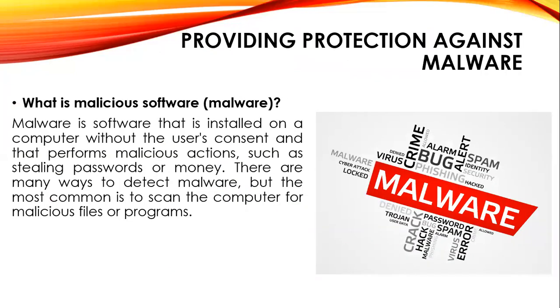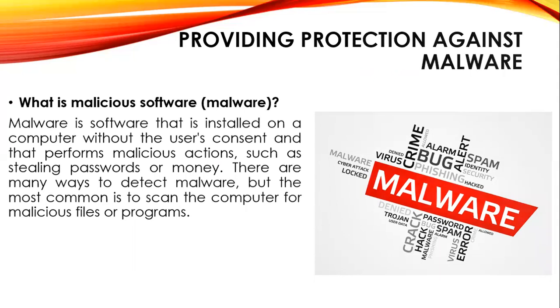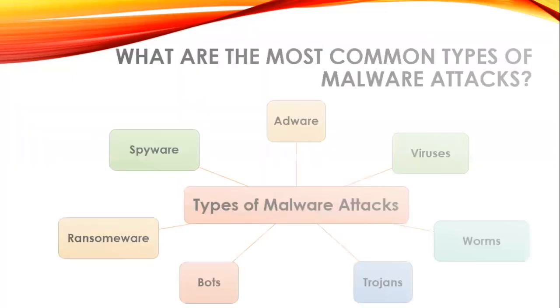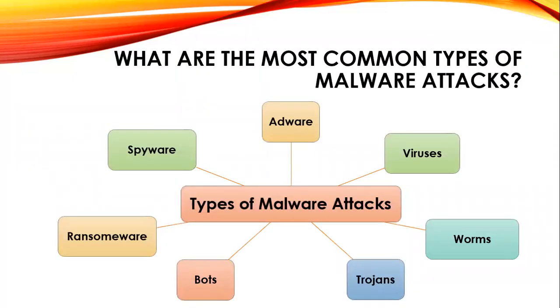Then we must be able to provide the protections against the malware. So malware is another one. On the software side, we have to see what malware means. Malware is software which is installed to destroy your system. And these are some of the malware attacks that can happen to your system. It can be spyware, adware, viruses, worms, trojans, bots, and likewise those things can happen.